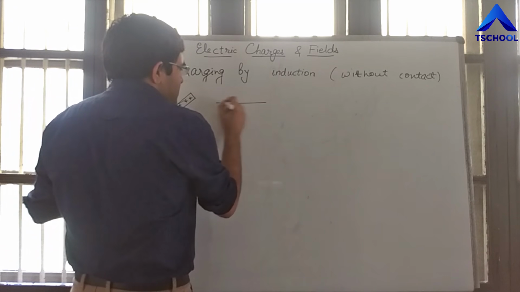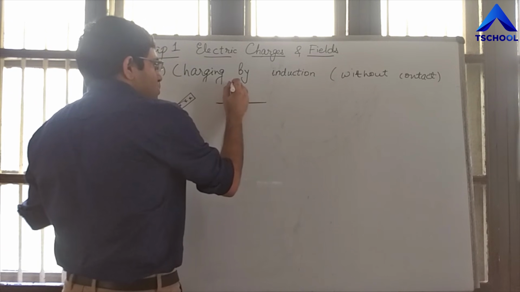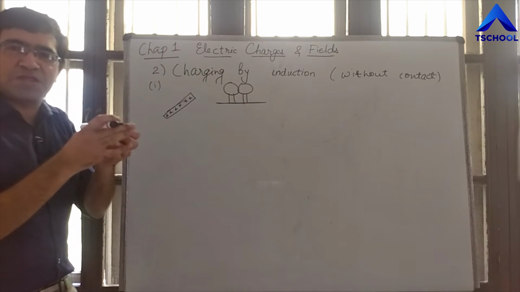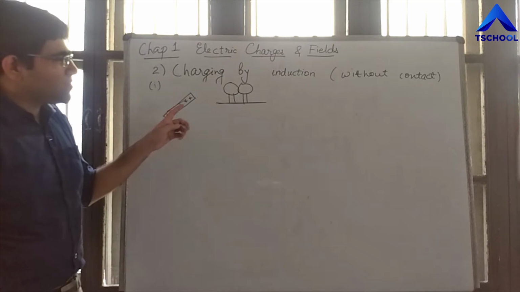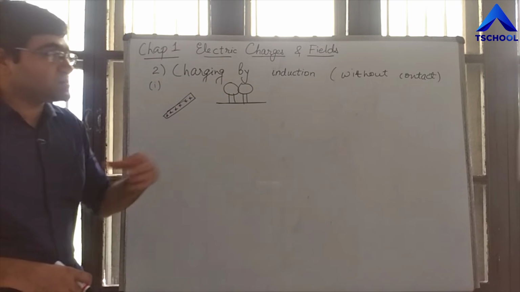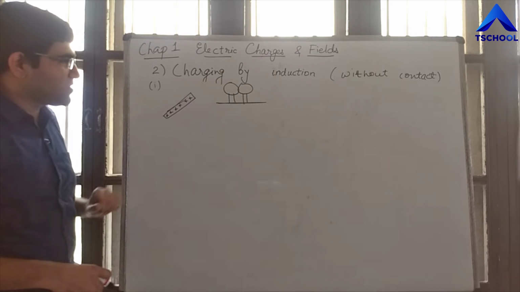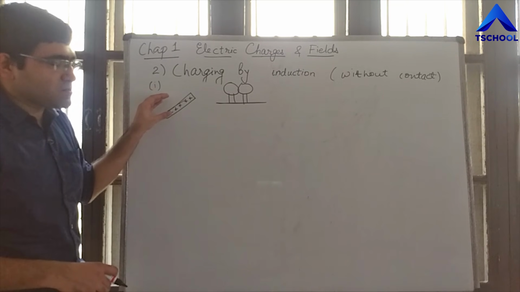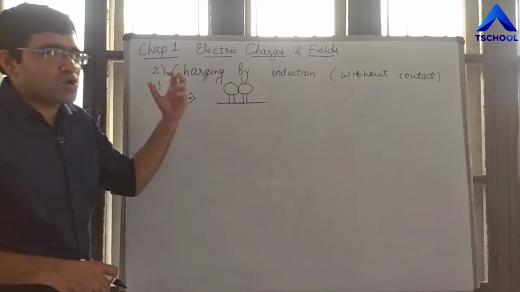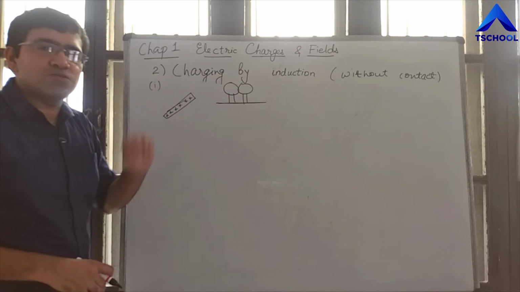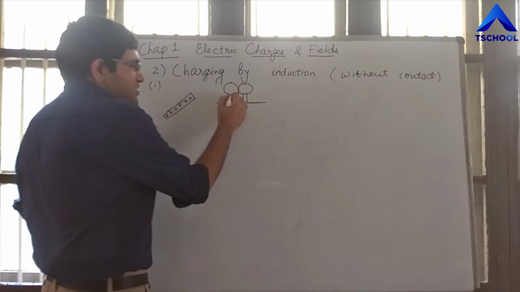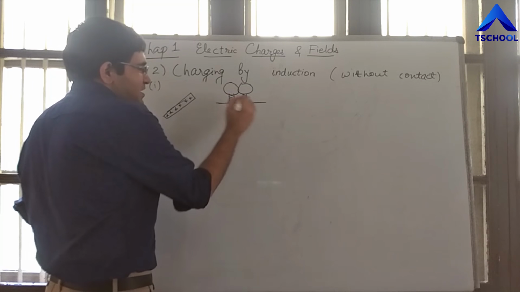Now I will bring it close to two metal spheres which are kept in contact. What we want to do is charge these two metal spheres. That's our goal. By using induction we want to charge them. So let's see how everything works. We take the glass rod and bring it close to the metal spheres which are kept in contact. But what we have is that here there are insulating strands.